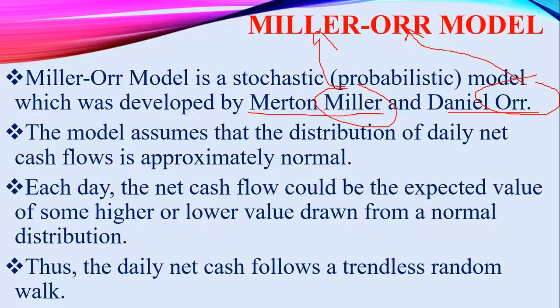And this model is normally based on the assumption that the distribution of daily net cash flows is approximately normal. That is, any given organization spends a given amount of cash on a daily basis. If, for example, in the previous example I had given, your organization spends 10,000 every day, then it means they can either spend slightly higher or slightly lower than that given amount. And that is the assumption that this particular model makes, that it is approximately normal on any given day.